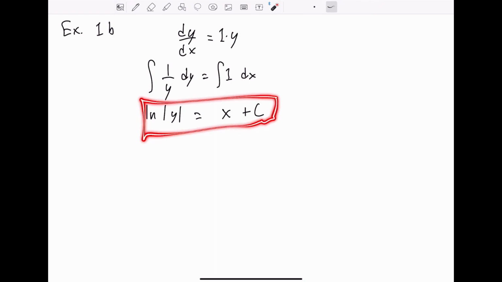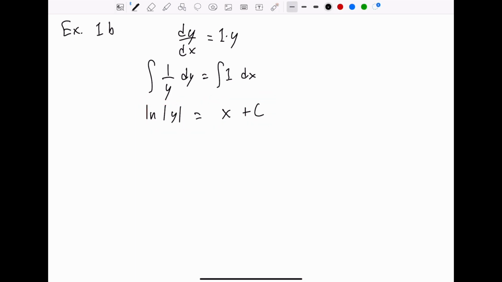Now we want to solve this expression for y. So how do we solve for y here? Well, we take both sides and we raise e to the power of both sides. So e raised to the natural log absolute value of y equals e to the x plus c. Since these two sides of the equation are equal, I know that I get the same thing if I just raise e to the power of both sides. And on the right-hand side here, we can write this as e to the x times e to the c.